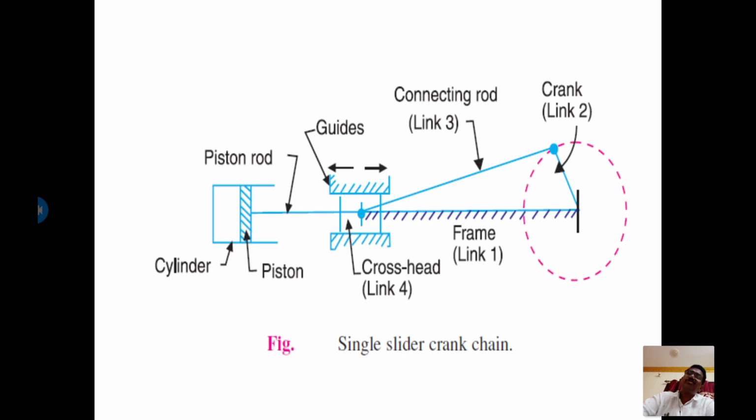So this is the mechanism we are observing, the single slider crank mechanism. As the crank rotates, the crosshead reciprocates inside. As the crosshead reciprocates, the piston reciprocates. Now this is the frame. Link 1 is the frame, link 2 is the crank, link 3 is the connecting rod, and link 4 is the crosshead along with the piston and piston rod. As the crosshead reciprocates, the piston also reciprocates, so reciprocating motion is converted into rotary motion, or rotary motion into reciprocating motion. This is the way we use the single slider crank mechanism.